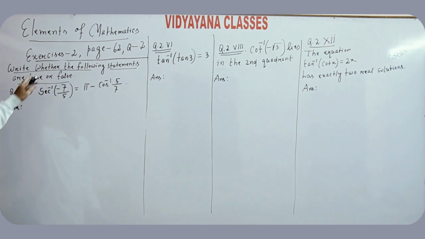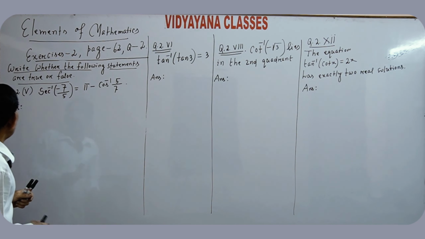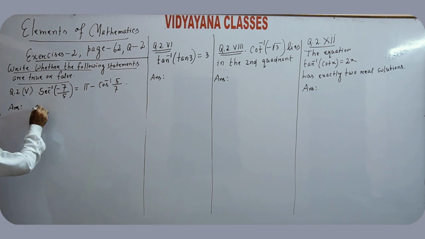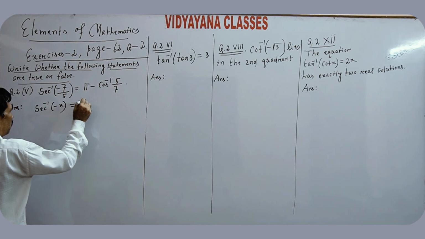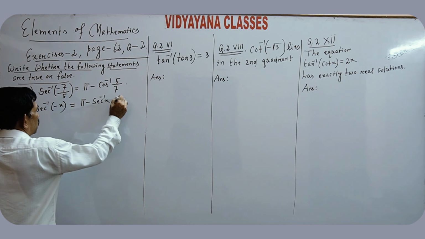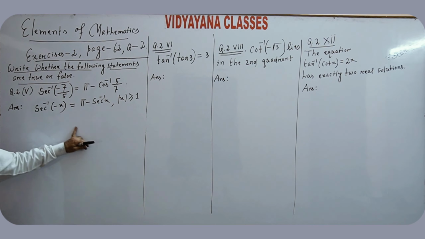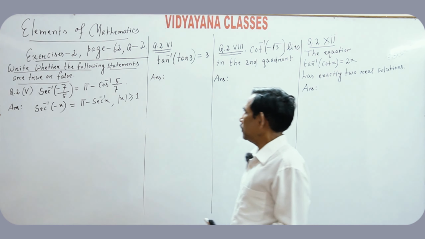Next, Elements of Mathematics, exercise 2, page number 62. Question number 2. Write whether the following statements are true or false. Sec inverse minus 7 by 5 is equal to pi minus cos inverse 5 by 7. Sec inverse minus x is equal to pi minus sec inverse x, where mod of x is greater than or equal to 1.